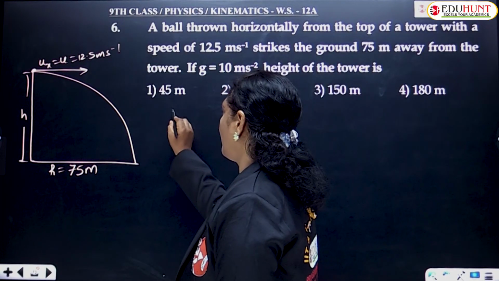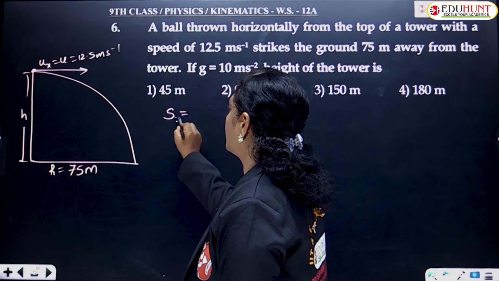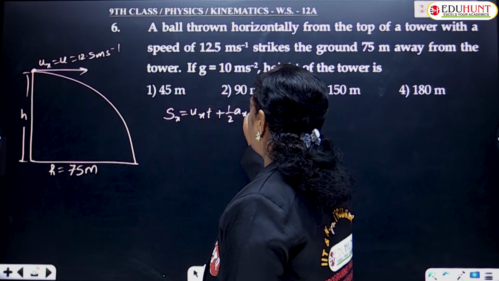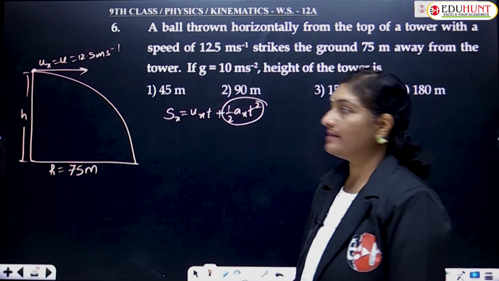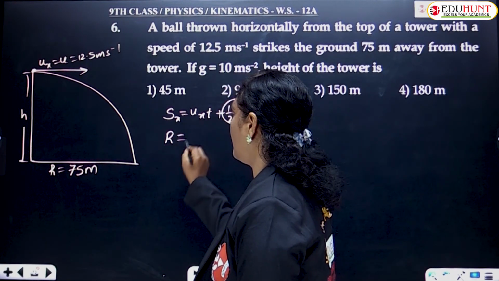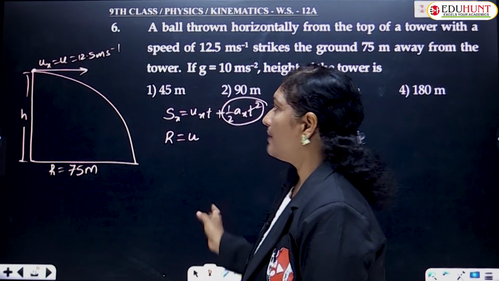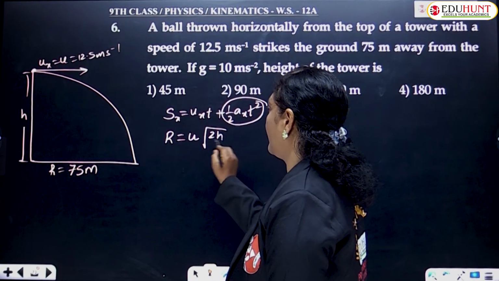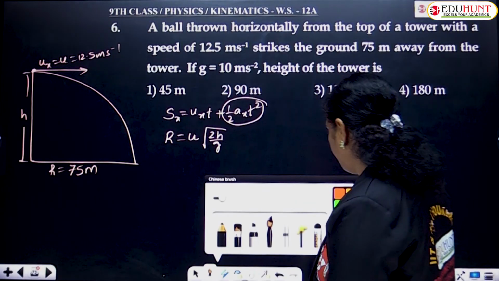We know from the formula S equals, along the horizontal axis, Sx equals ux into t plus half ax into t squared. So along the horizontal motion, acceleration is taken as 0. Hence Sx, the horizontal displacement of the body, is given by R, which equals the initial velocity u into the time of flight. And time of flight, with respect to height, you can write as root over 2h by g. Substituting all the values in the above equation, we have R.